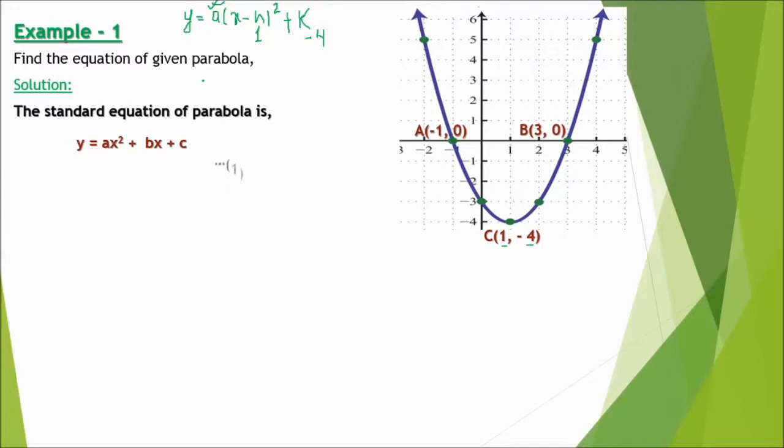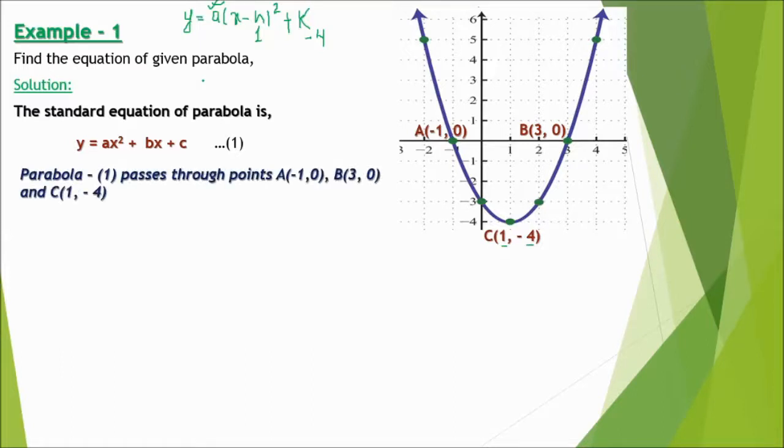So we have the first equation here, and this parabola actually passes through these points: A (minus 1, 0), B (3, 0), and C (1, minus 4). This parabola, equation 1, passes through these points. At A (minus 1, 0), the value of x will be minus 1 and y will be 0, and we are going to substitute these values of x and y here. We can substitute because the points lie on the parabola, that means the points must satisfy the parabola. The values of x and y can be used in the equation of the parabola.